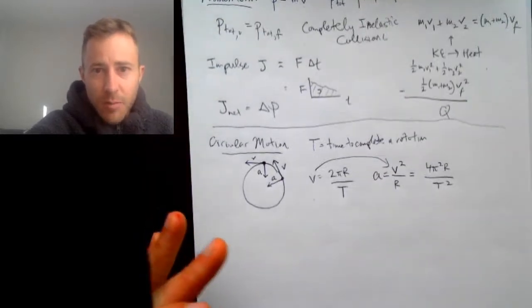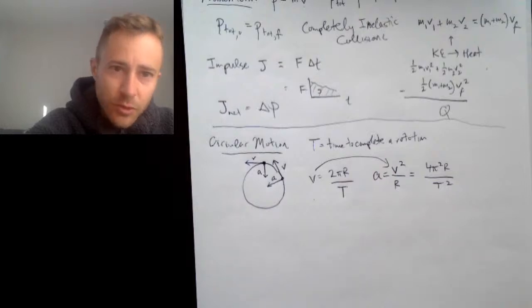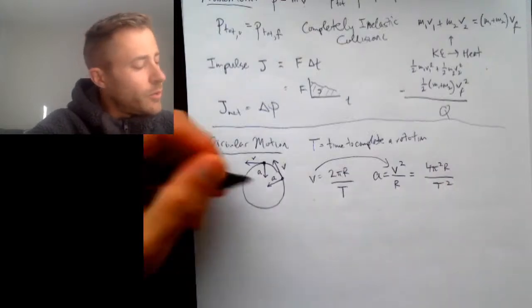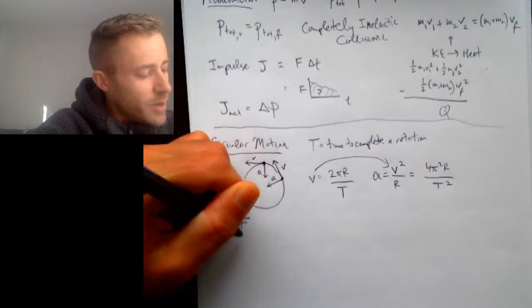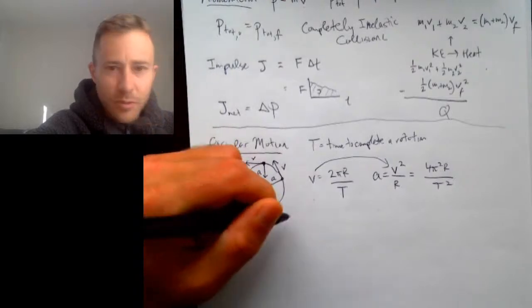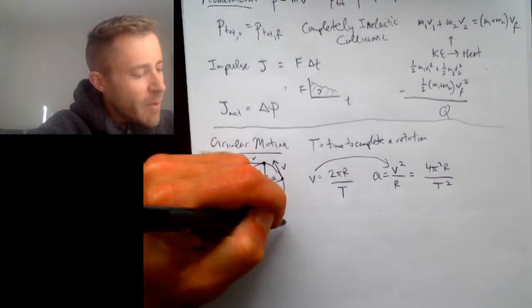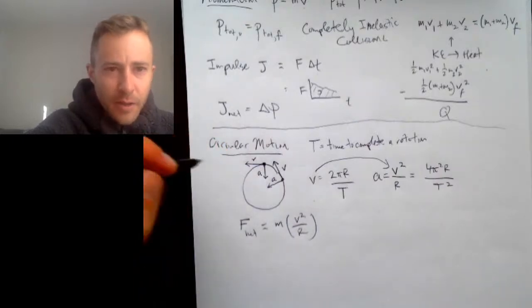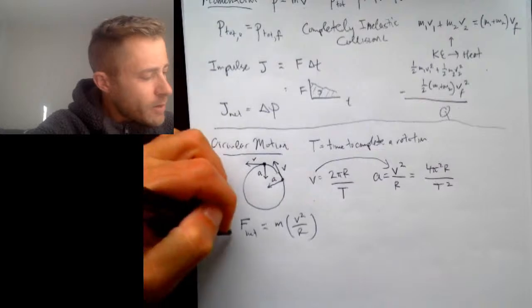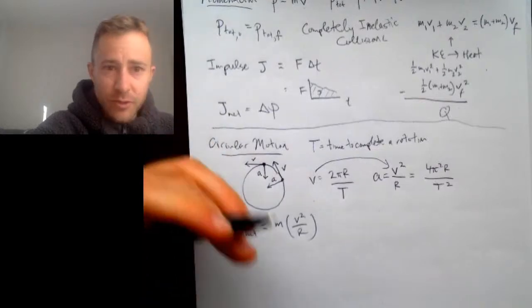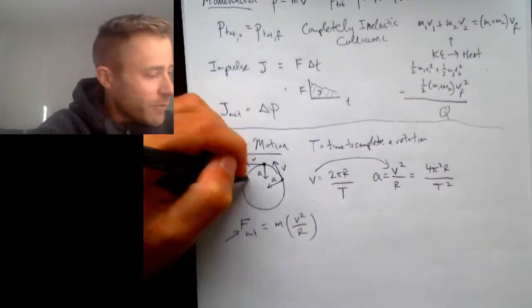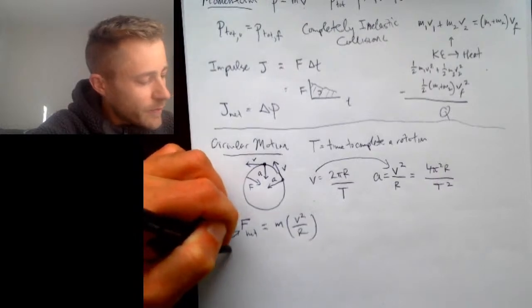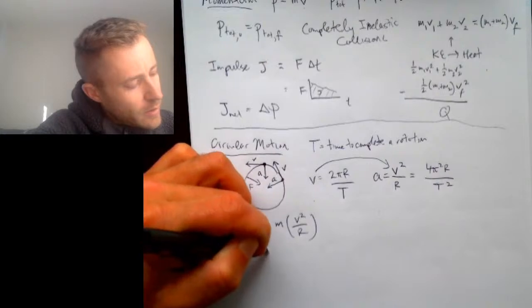So Newton's second law applies equally well to circular motion as it does to linear motion. So Newton's second law, F equals ma, net force equals ma, we could also write as net force equals m v squared over r. In this case, the force that is making you move in a circle also points towards the center of the circle, and so it's called the centripetal force.